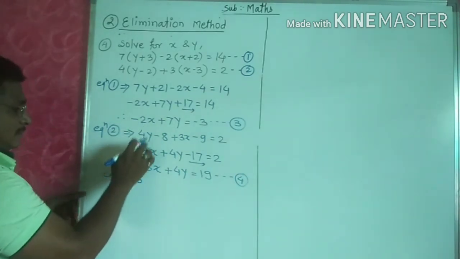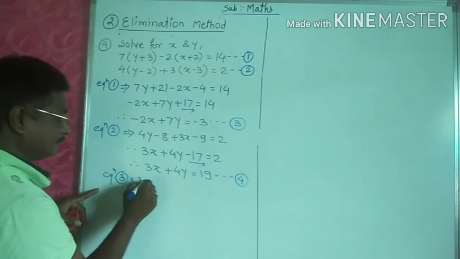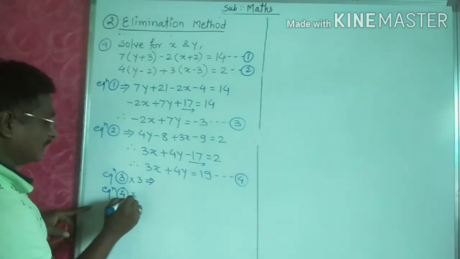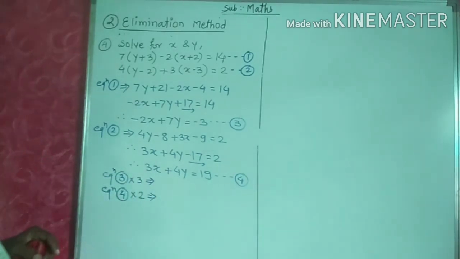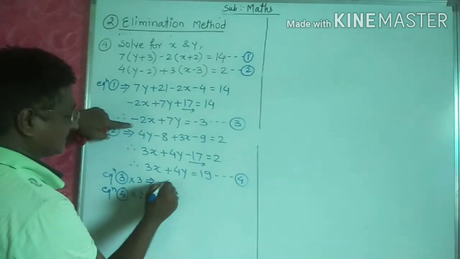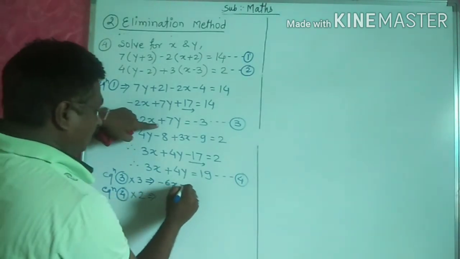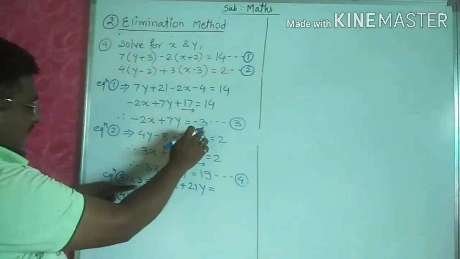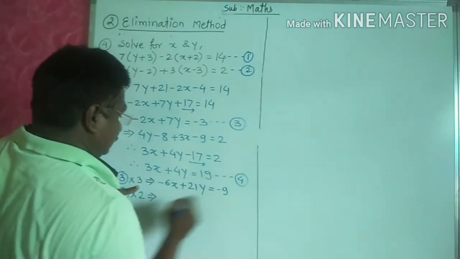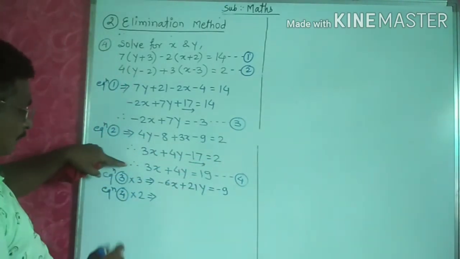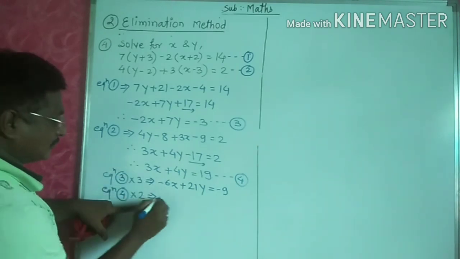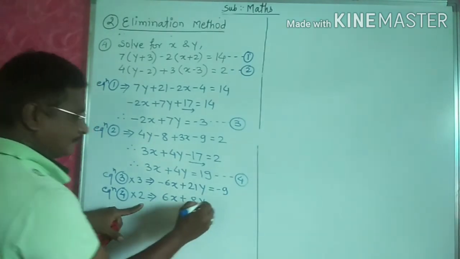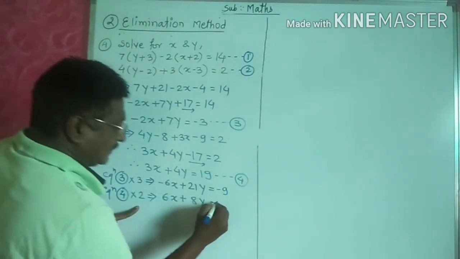Here equation 3 multiply by 3 and equation 4 multiply by 2. So what will we get? Minus 6x plus 21y equals minus 3 into 3, minus 9. Now here equation 4 multiply by 2. 2 into 3, 6x plus 8y equals 2 into 19, 38.